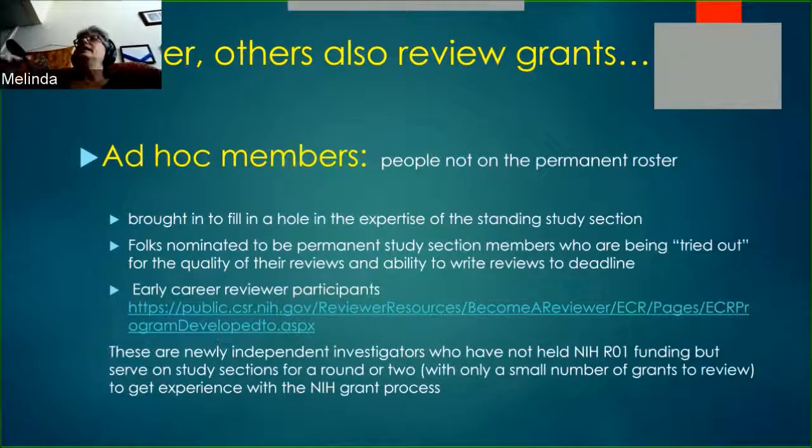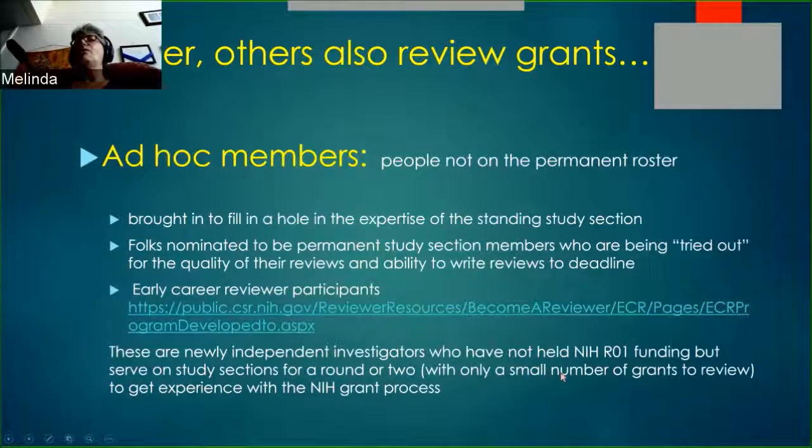Also, it can be completely transformative to how you look at the grants process to sit in a real study section meeting and participate. So NIH has this thing called the Early Career Reviewer Program. I would encourage everyone on this call to go to this site and put your name in as a potential early career reviewer. They are basically newly independent investigators who have not held NIH R01 funding, brought in to serve on study sections for a round or two.